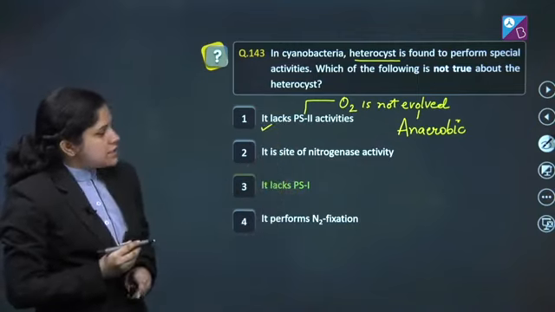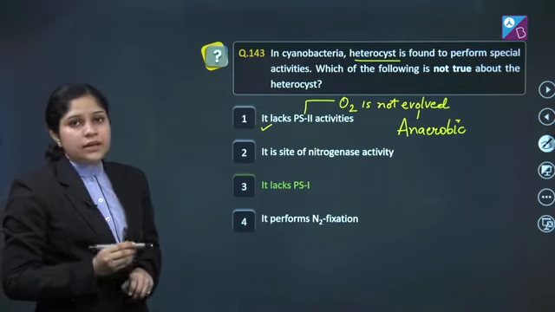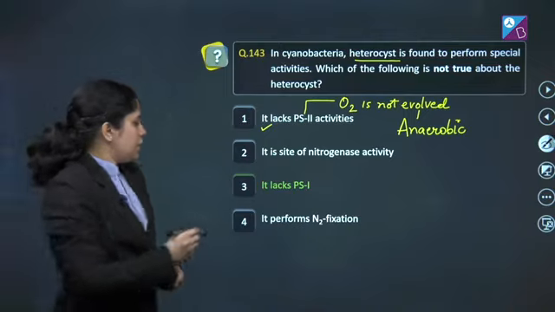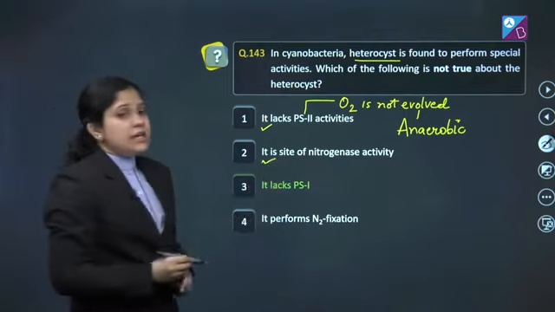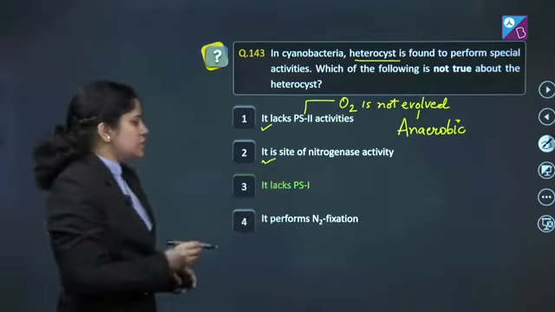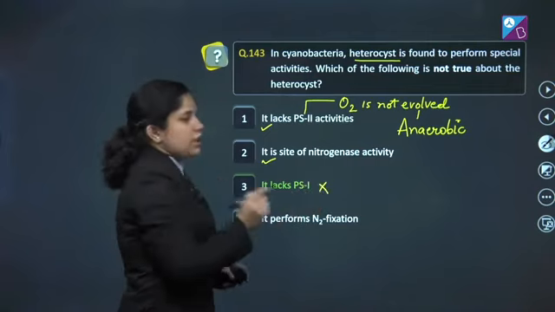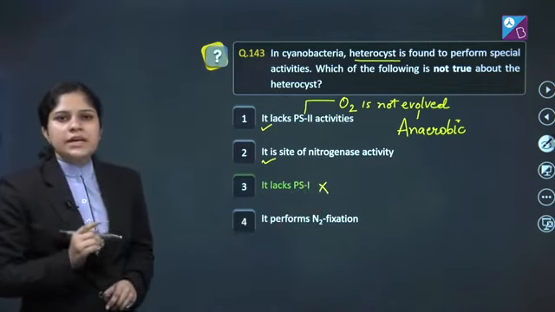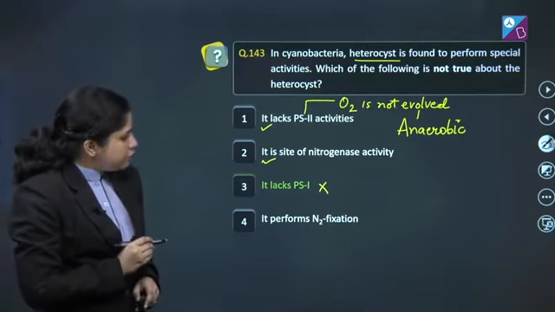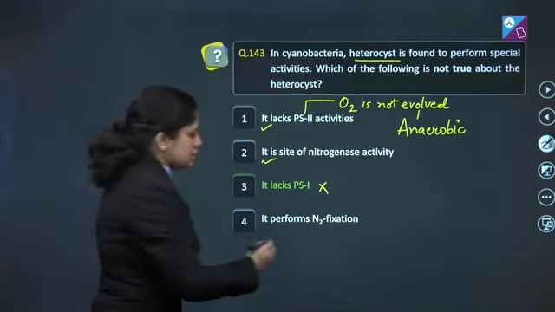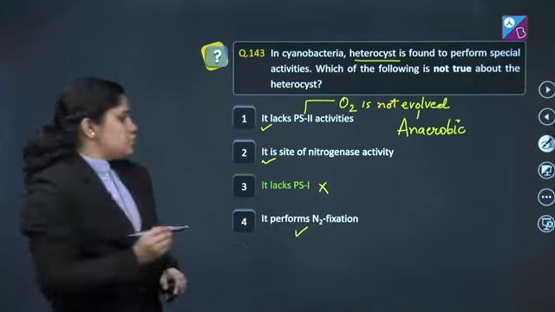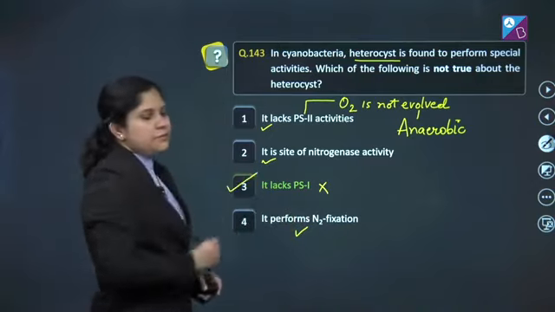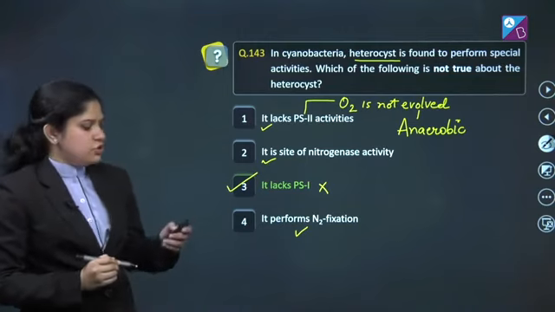Second, it is the site of nitrogenase activity. And what is the activity of nitrogenase? Nitrogen fixation. Third, it lacks PS1. This statement is incorrect. It does have PS1 but lacks PS2. Fourth, it performs nitrogen fixation. This statement is also correct. So, the correct answer of this question is option number 3. Let's proceed to the next question.